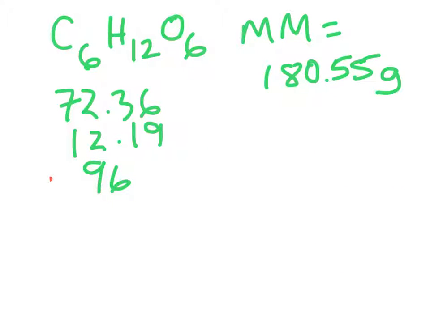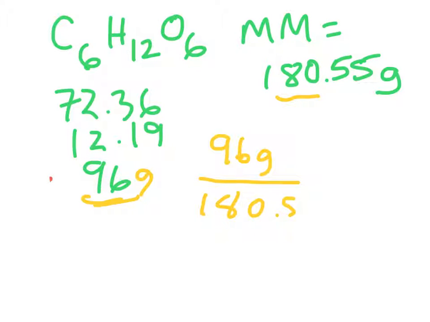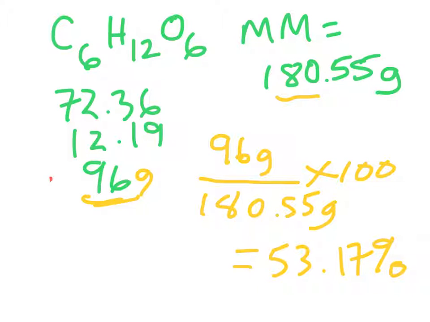Now let's do the oxygen. The oxygen should be 96 grams, because that's what I got right there, and those are grams over there. And again, divided by the total mass, which is right there, 180.55. Write in your grams, multiply by 100. 96 divided by 180.55 times 100 is 53.17%. And all those percents should add up with a little bit of wiggle room to about 100%. So sugar is about 53% oxygen.